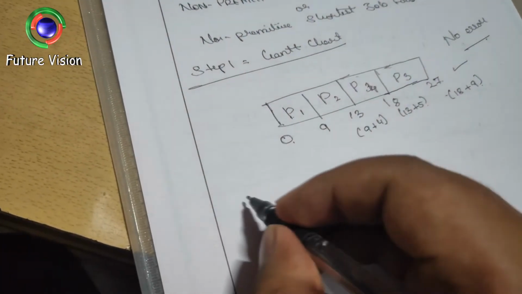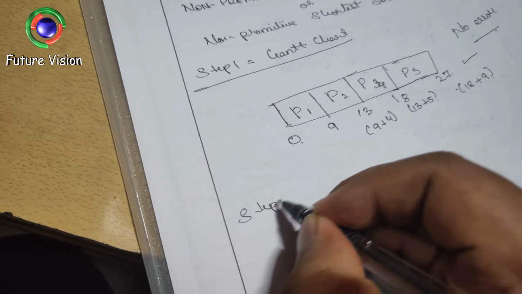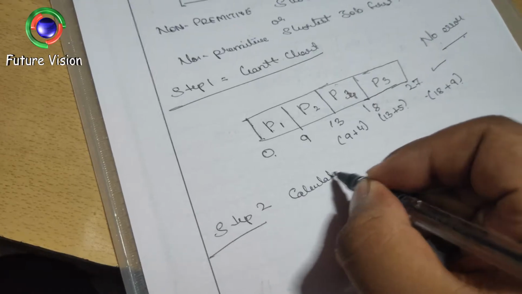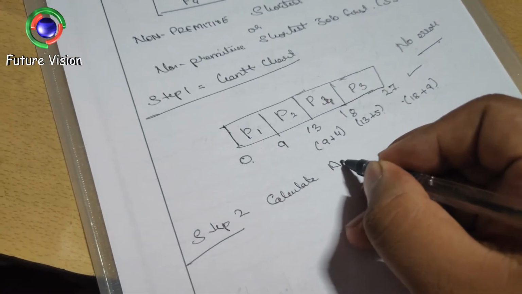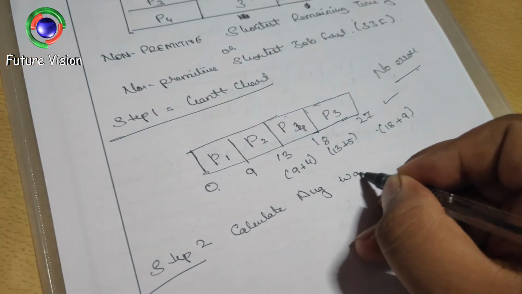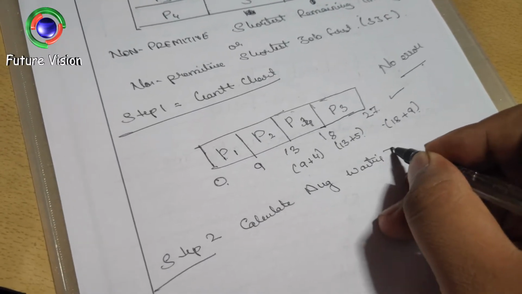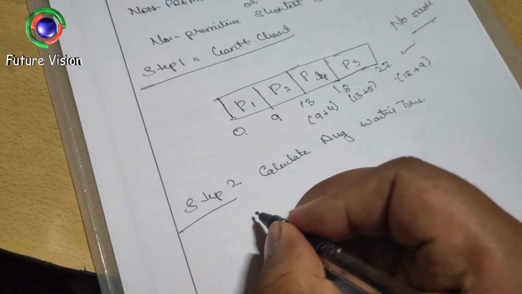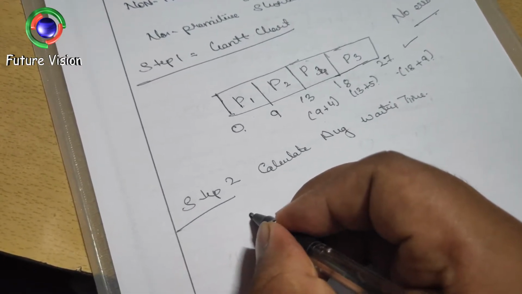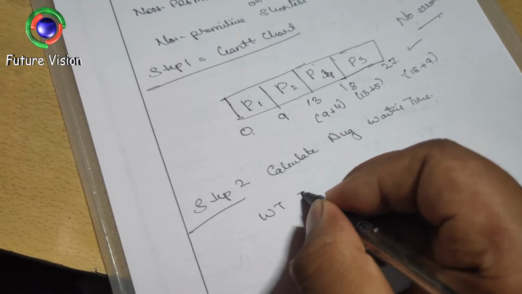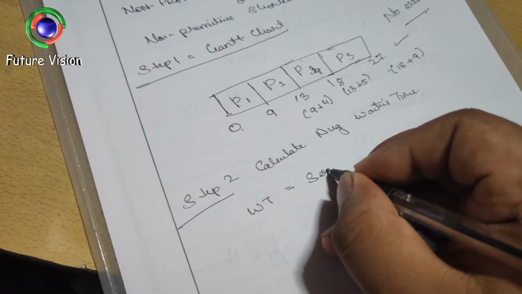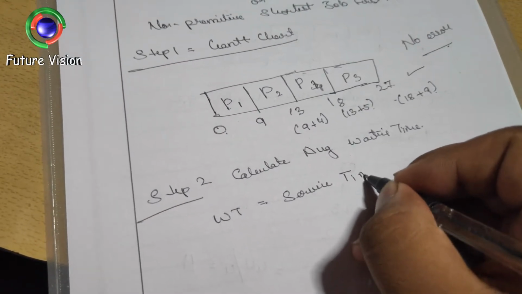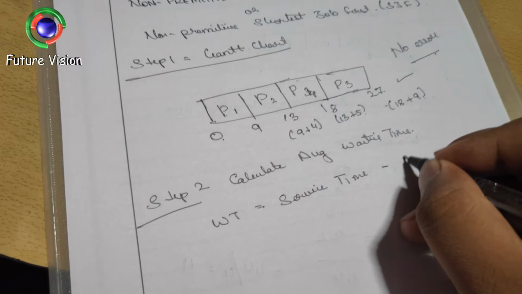Now step 2: calculate average waiting time. To calculate average waiting time, we have a formula: waiting time is equal to service time minus arrival time.